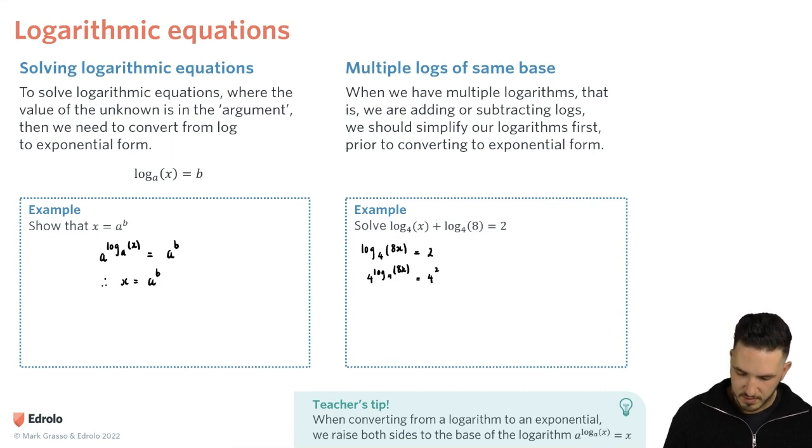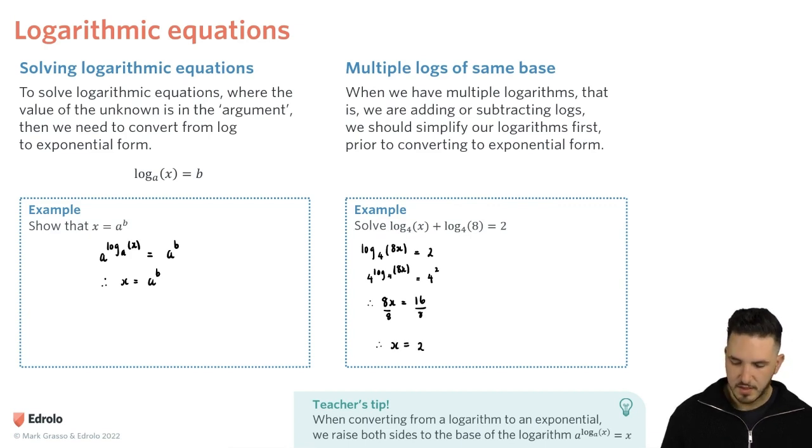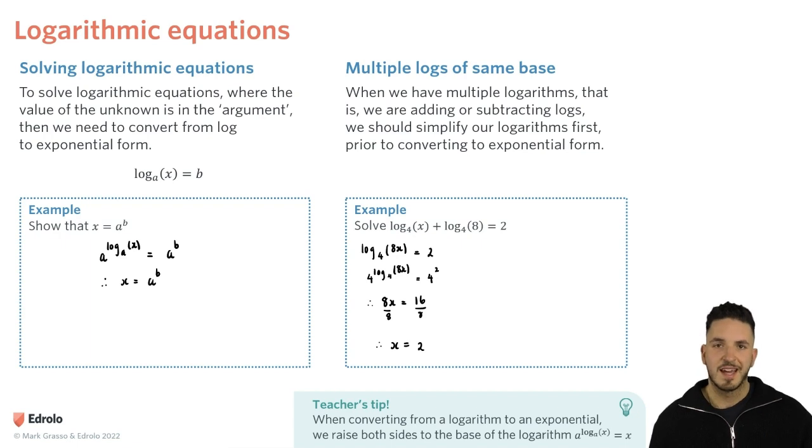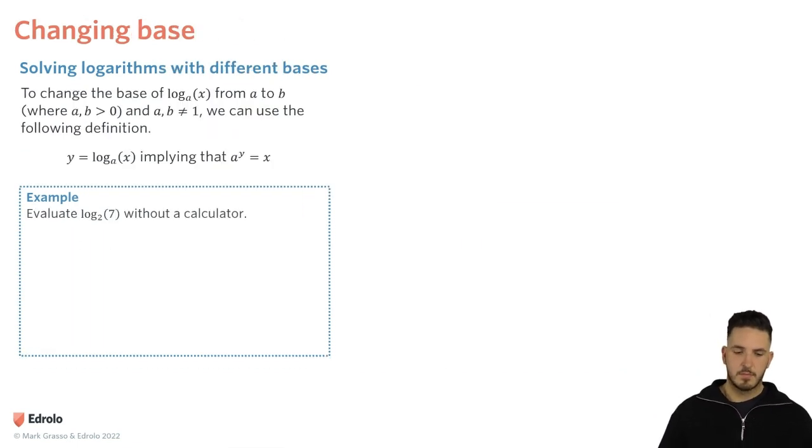So this becomes 8x equals 4 squared, which is 16. Divide both sides by 8. And we're left with x equals 2. So again, you just simplify your logarithms and then convert exactly how we did in that first example.